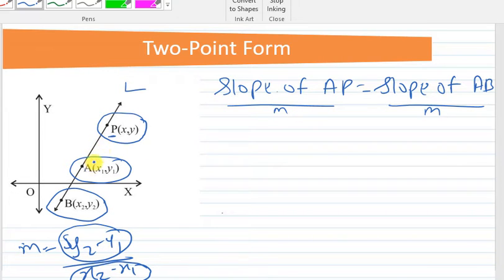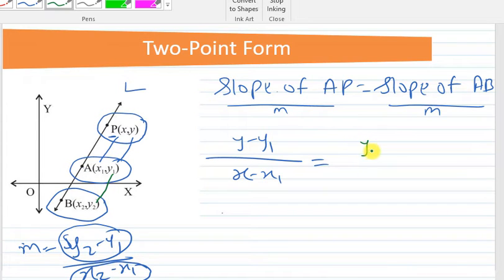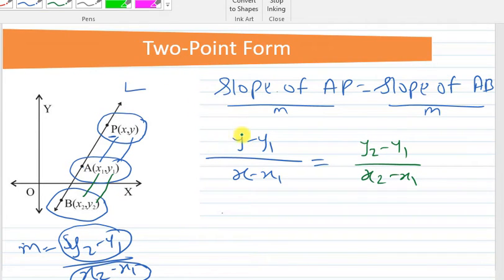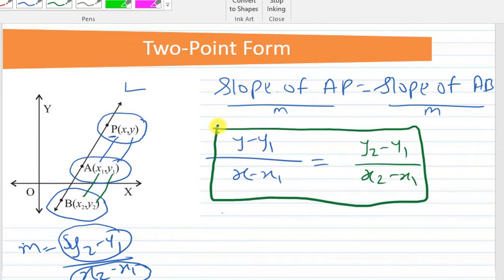Now slope of AP: y minus y1 upon difference of x, x minus x1. Slope of AB: difference of y, y2 minus y1 upon difference of x, x2 minus x1. So this is our formula of a line which is passing through 2 points. That means if the 2 points of a line are known, we are going to use this.